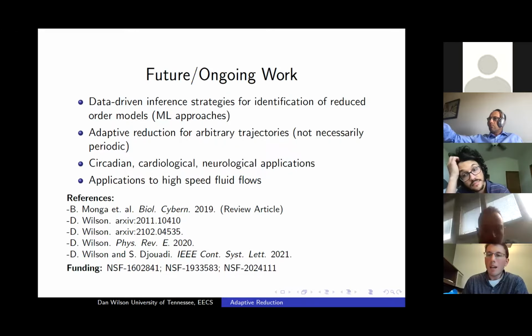And of course, there are a lot of applications where this is useful: circadian, cardiological, and neurological applications to high-speed flows where you see oscillations, where these reduced order strategies are useful.